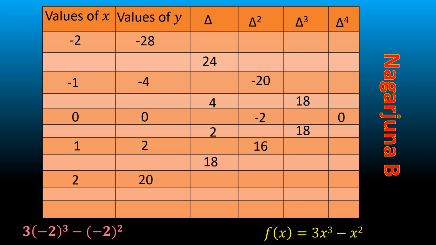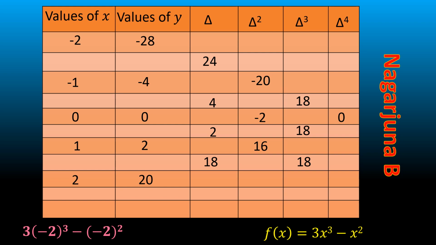Now we have constructed the forward difference table, and they have given, after constructing the forward difference, you need to calculate the value at x is equal to 3 by extending the table and considering the third difference as constant. That means the delta cube has to be considered as a constant. Therefore, we can write in the delta cube column 18 in this way.